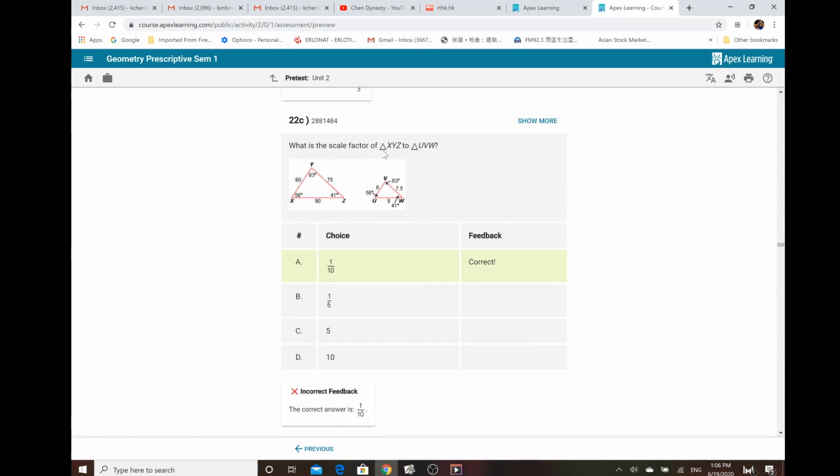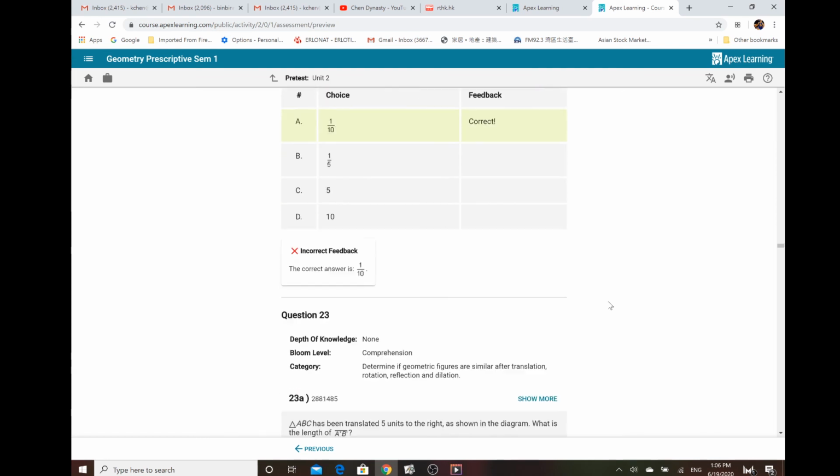So what's the scale factor of triangle XYZ to triangle UVW? Again, the comparison of the segments: 60/6, that's 10. 90/9, that's 10. 75/7.5, that's also 10. So I would say that it's 10, not 1/10. I don't know why this one is being flipped with the ratios. It's supposed to be a comparison of the larger triangle over the smaller triangle.